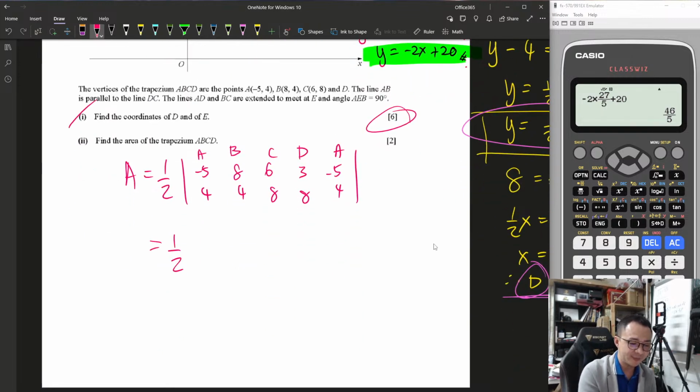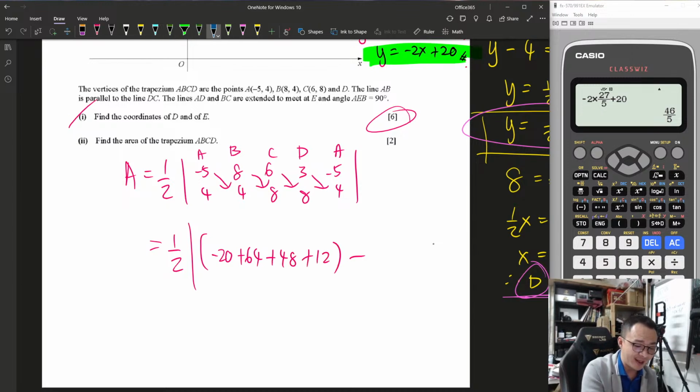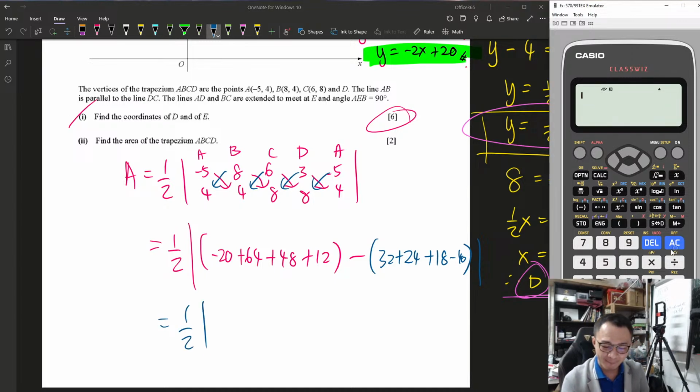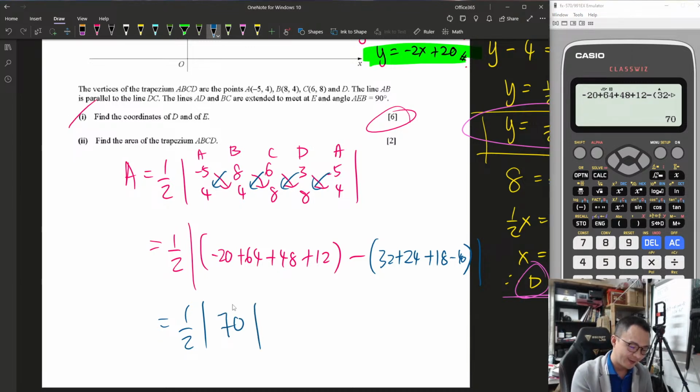Okay, so first multiply like this, all plus together. So it's -20 plus 64 plus 48 plus 12, minus the multiplication in the opposite direction, the blue color one. So this one is 32 plus 24 plus 18 minus 40. Okay, I hope I didn't make any carry mistake here. Then you can use a calculator: -20 plus 64 plus 48 plus 12 minus, put the bracket, 32 plus 24 plus 18 minus 40, close the bracket, 70. Alright, so the trapezium area is 35 unit square.